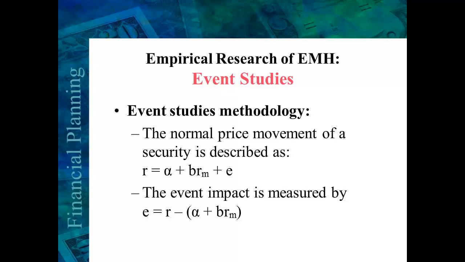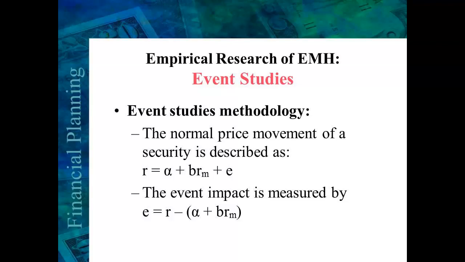In this factor model, the event's impact or firm-specific component E is measured by subtracting from the actual price return of the stock the expected return due to the market adjusted by the firm's beta. Stated as a formula, the event impact E equals the actual return minus alpha minus the return of the market adjusted by beta.